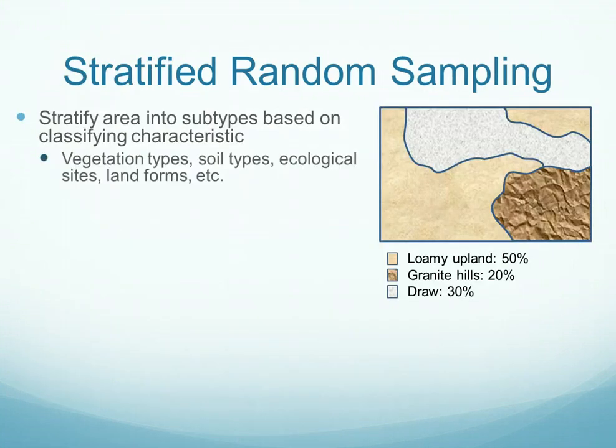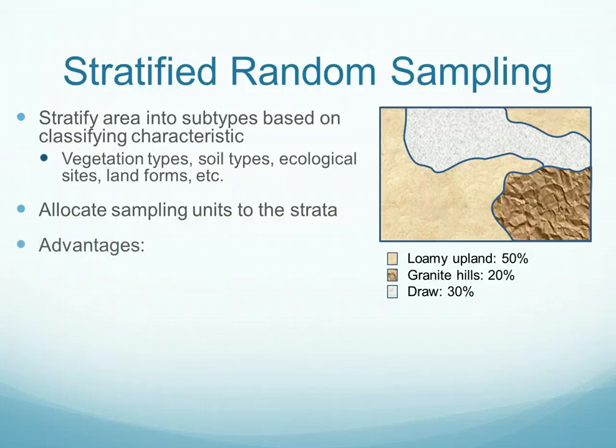Stratified random sampling is very commonly used in natural resource measurements. In this case, we stratify an area into subtypes that are based on some kind of classifying characteristic. Oftentimes this can be vegetation type, soil type, ecological sites, landforms, anything that is not the attribute of interest. We allocate sampling units to the different strata.